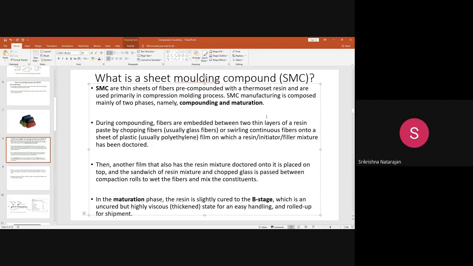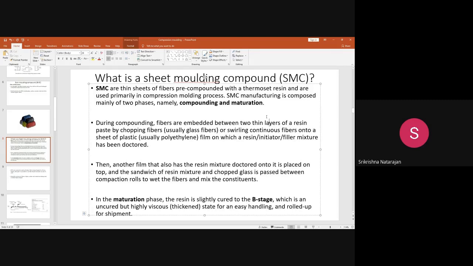The fibers are embedded between the two thin layers of the resin paste by chopping fibers or swirling the continuous fibers onto the sheet of plastic film on which the resin initiator or filler mixture has been doctored. Doctored means it is metered and introduced into that. So what is that? Once again, I will explain.